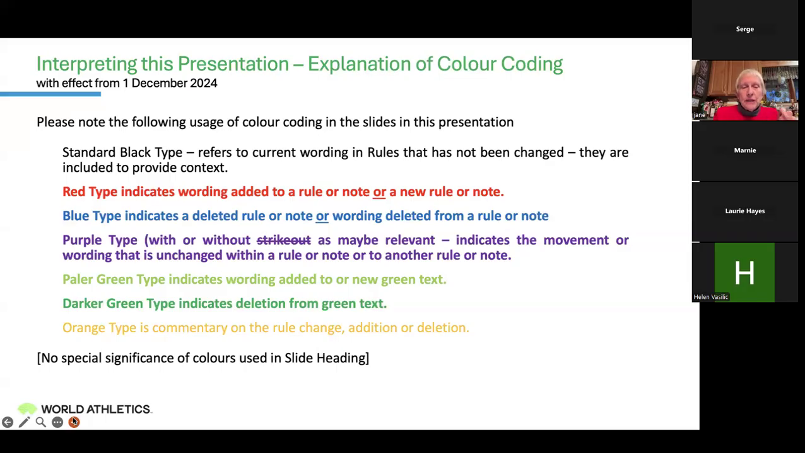A paler green type is added wording to the green text. And remember, at the end of a rule, there's green text that was from the old referee book where it sort of explained what was going on. The darker green type indicates deletion from green text, and the orange type is complementary on a rule change or an addition, commentary. I don't expect you to remember all these, but just so you know, there are different colors so that it's a little better explanation of what's happening in the rule.